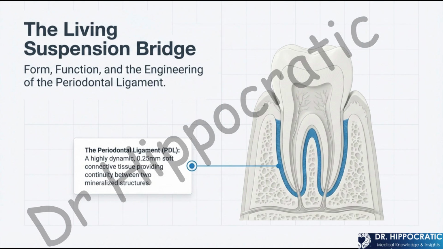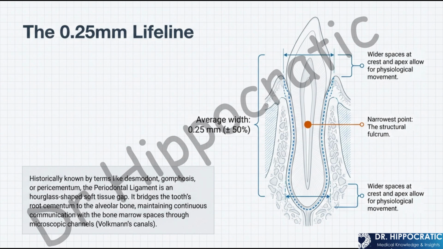Now coming to the next slide. So this slide zooms in on the physical dimensions. And this is where the sheer scale of this biological engineering gets wildly impressive. We are talking about an hourglass-shaped gap that averages just 0.25 millimeters wide. Wait, 0.25 millimeters? That is literally a fraction of a millimeter.